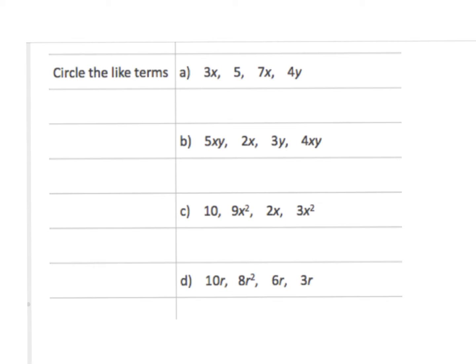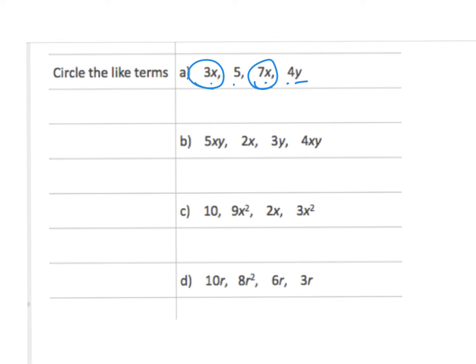So we're going to do this one together. We're going to circle the like terms. So in your head, think about which ones are the same. We have an x here, we have an x here. Those are the same. So those are our like terms. 5 does not have an x. 4y has a y, not an x. So those are not like terms.